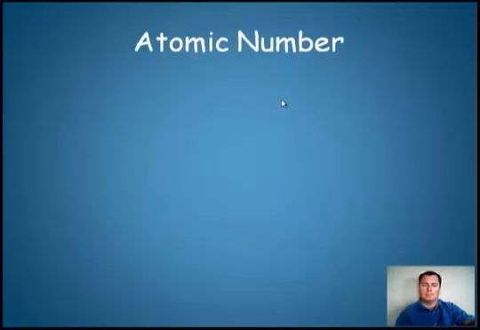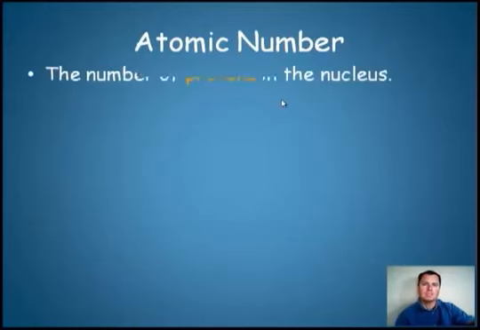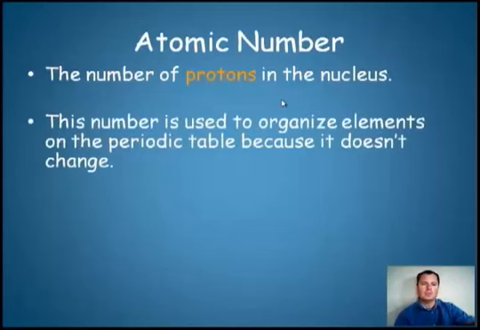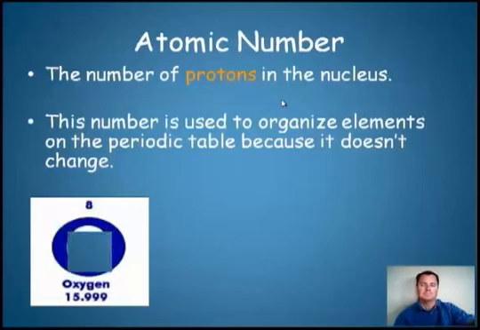The other thing that's important to know about protons is what we call the atomic number. An atomic number simply refers to the number of protons in a nucleus. And it's this atomic number which is used to organize the elements within the periodic table, because it doesn't change. If we were to change the number of protons, we've changed one atom to another, and we can't do that. So the atomic number simply refers to the number of protons in an atom. If we look at this example of oxygen, the 8 at the top, the whole number, refers to the atomic number, so oxygen has 8 protons in it.